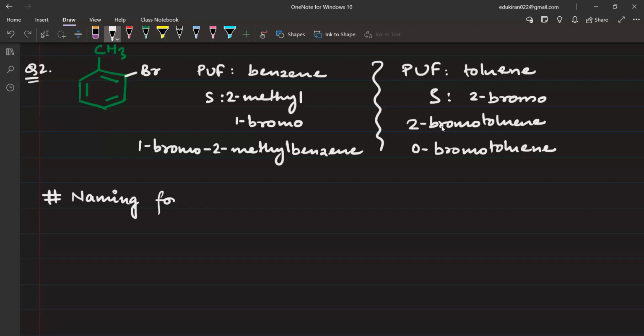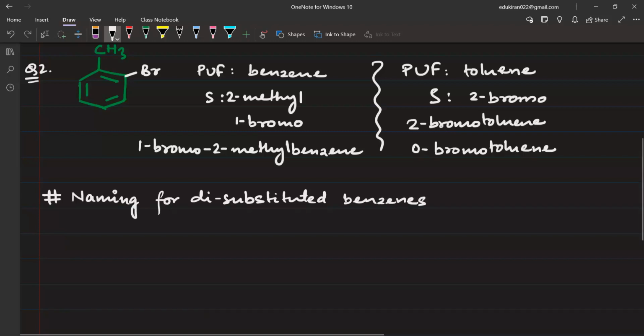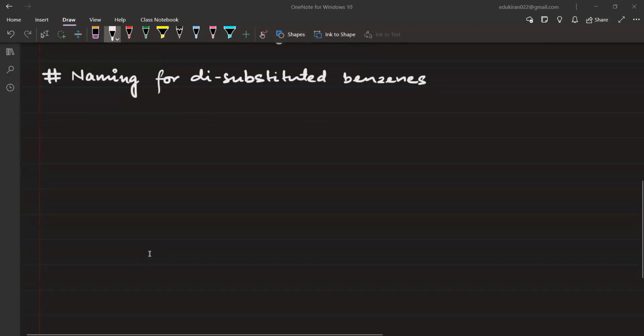Naming for di-substituted benzenes. So, benzenes which are having two substituents. This is the convention that we use only when we have only two substituents. Okay, only two substituents.